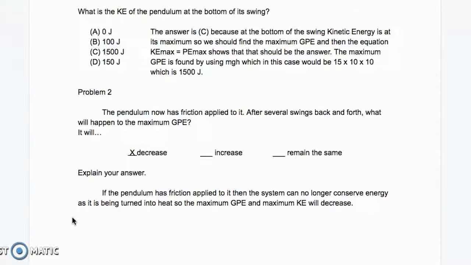And then problem 2, the pendulum now has friction applied to it. After several swings back and forth, what will happen to the maximum gravitational potential energy? It will decrease because if the pendulum has friction applied to it, then the system can no longer conserve energy, as it is being turned into heat, so the maximum gravitational potential energy and maximum kinetic energy will both decrease.